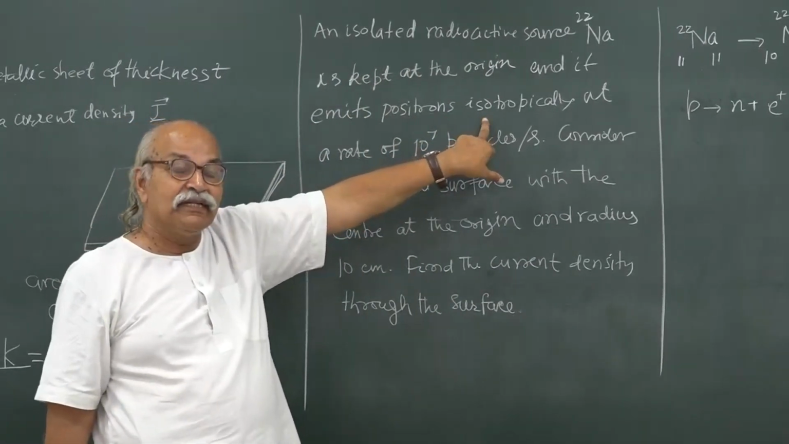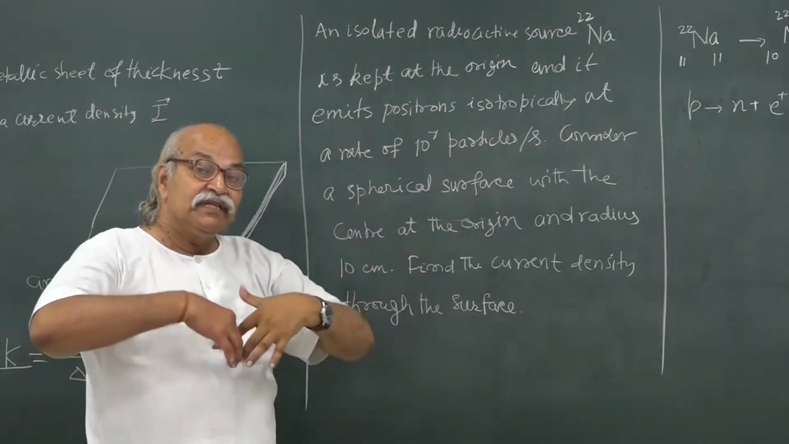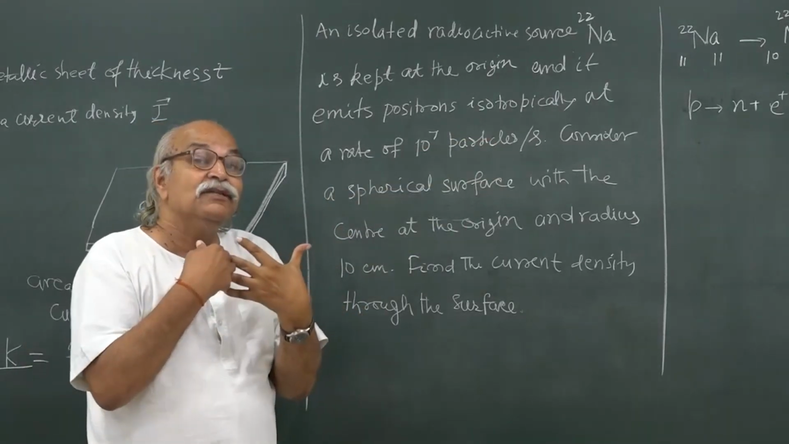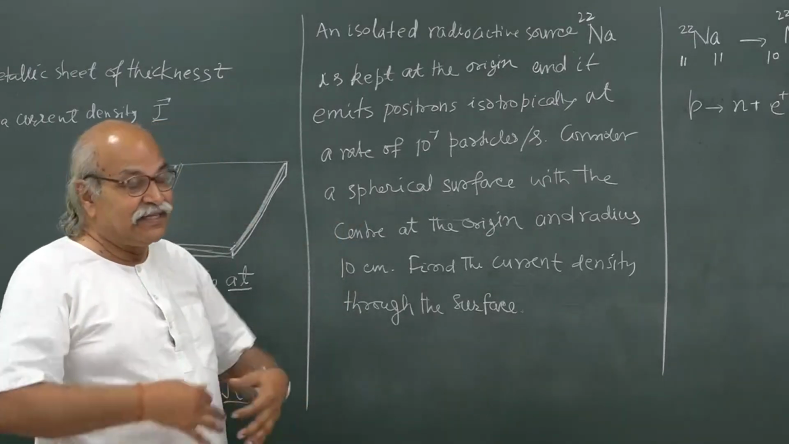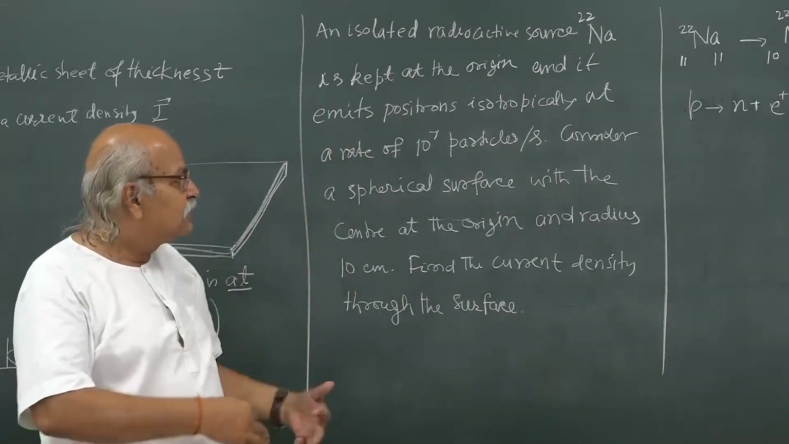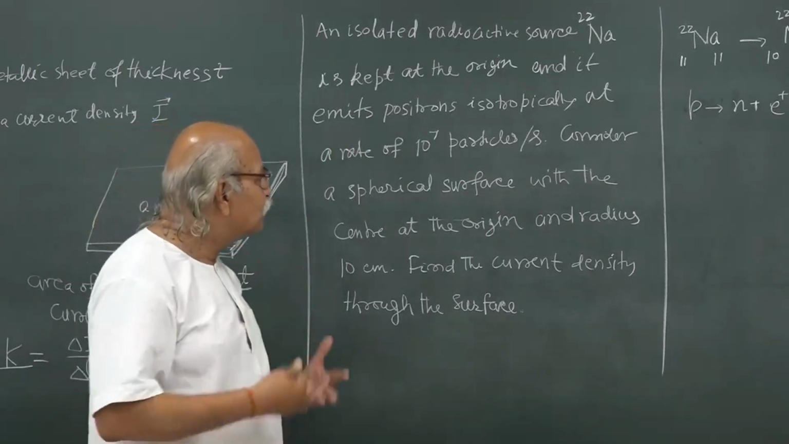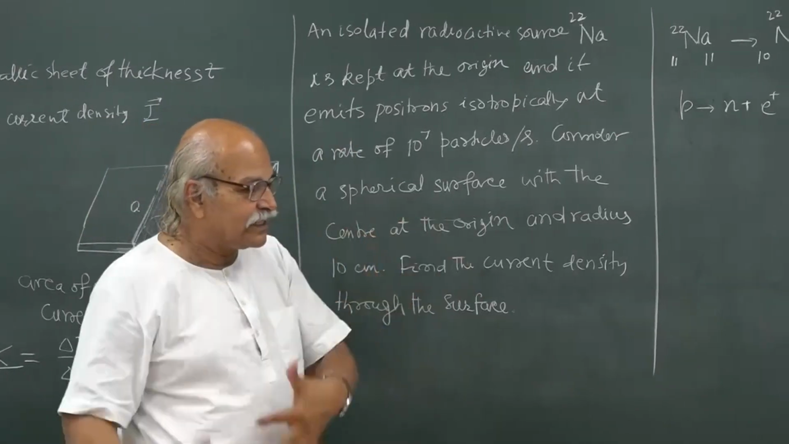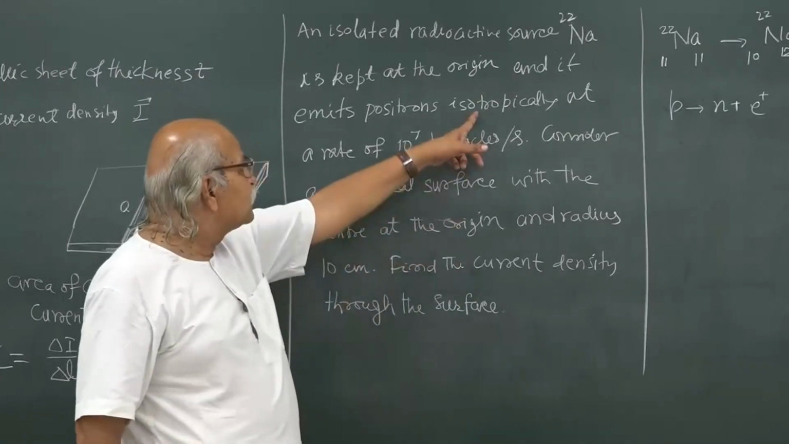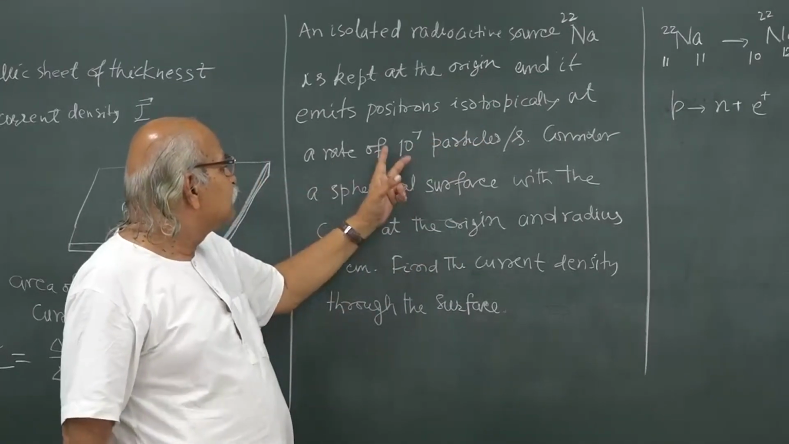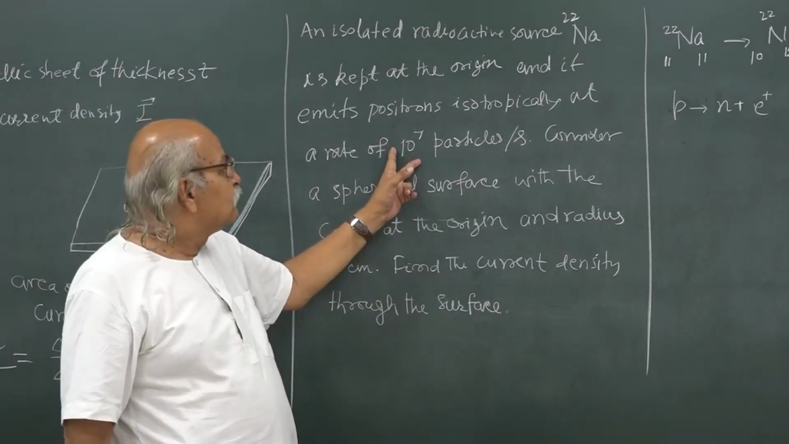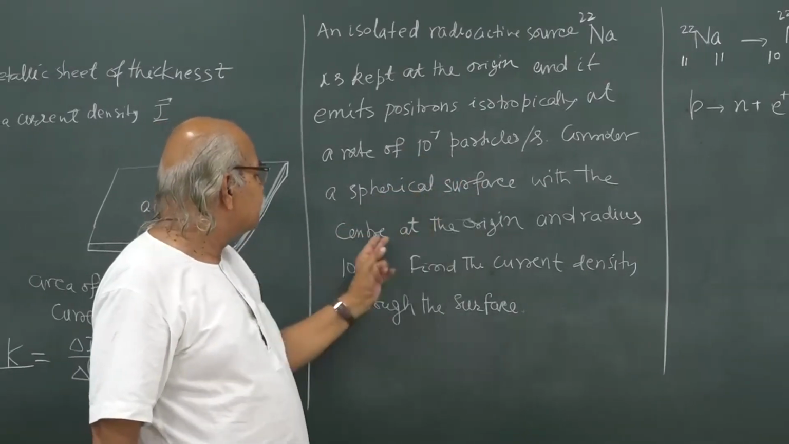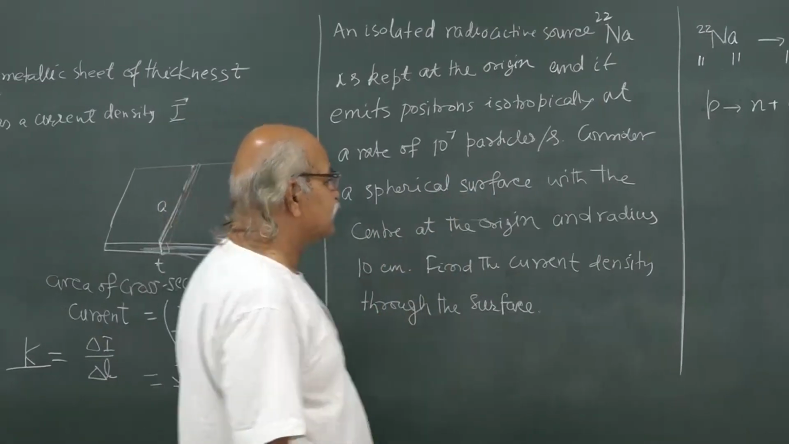Now isotropically means it is emitting in all directions, and that emission is the same. So it is emitting in all directions with an equal number of particles in this direction, that direction, that direction, that is isotropically, at the rate of 10 to the power 7 particles per second. Now, consider a spherical surface with the center at the origin and radius 10 centimeters.